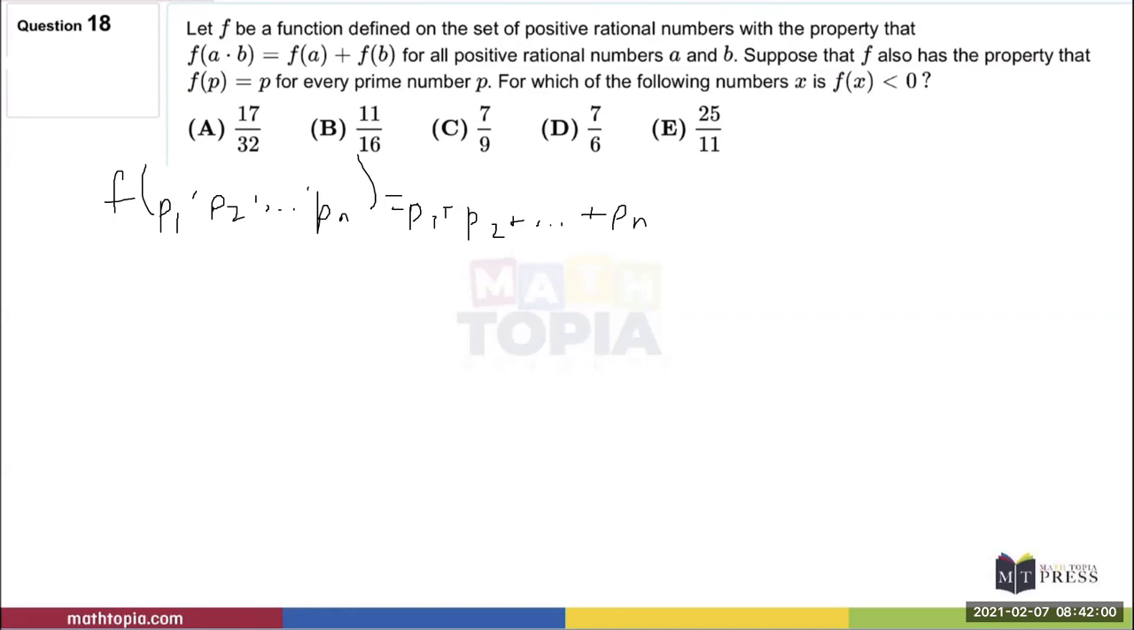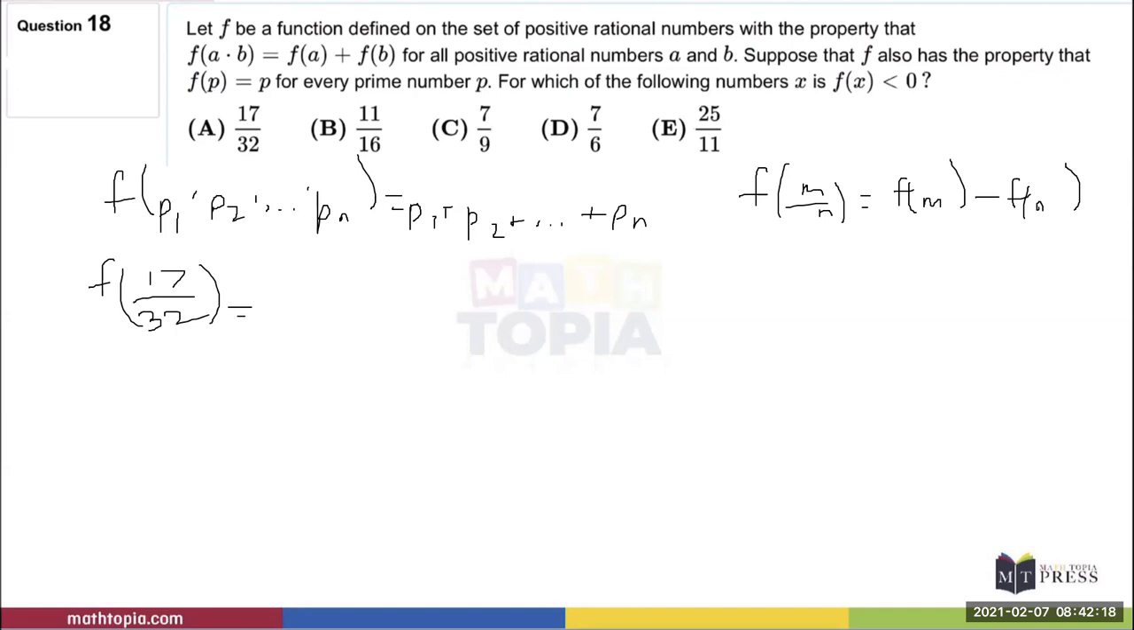And then we also have that f of m over n is equal to f of m minus f of n, right? So let's try figuring out, for example, f of 17 over 32. That would be equal to f of 17, which we know is just 17, minus f of 32. Well, what's f of 32? Using this formula, 32 can be expressed as 2 times 2 times 2 times 2 times 2, which means that f of 32 would be 2 plus 2 plus 2 plus 2 plus 2, which would be 10, right? So this would be 7. However, this is not less than 0. So we have to move on to the next choice.